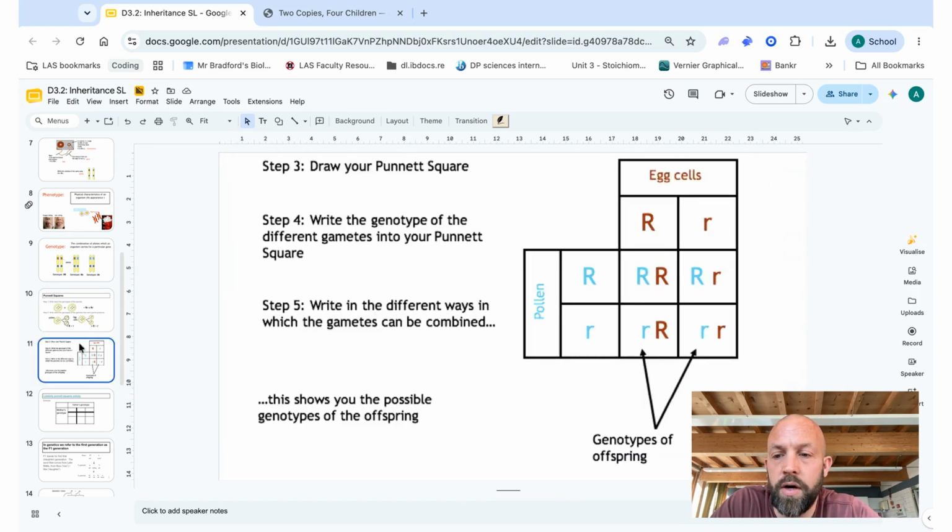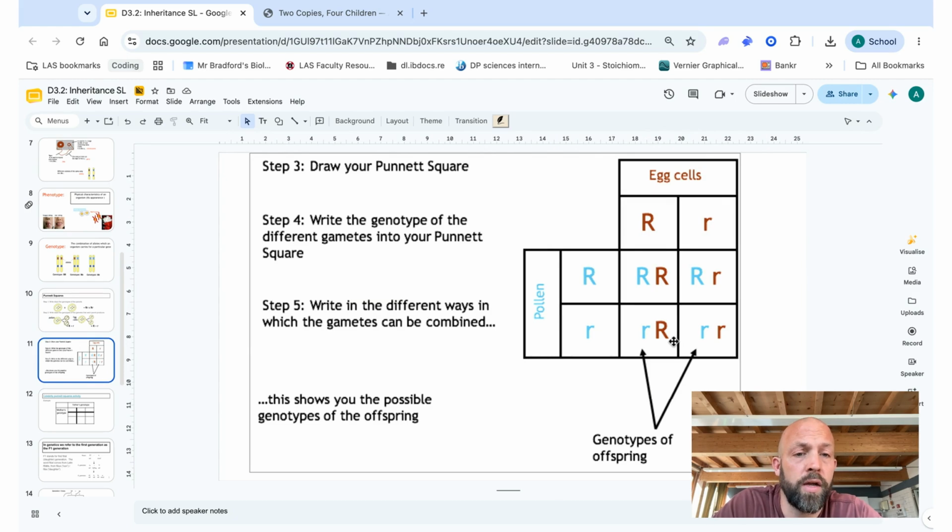So if we sketch this out into a Punnett square, and this is where I'm going to flick over to my web sheet in a minute because it's interactive and I like it. So here's the egg cells, big R or little r, the pollen, big R, little r. And we end up with a 3-to-1 ratio. Now we would actually write these round the other way.